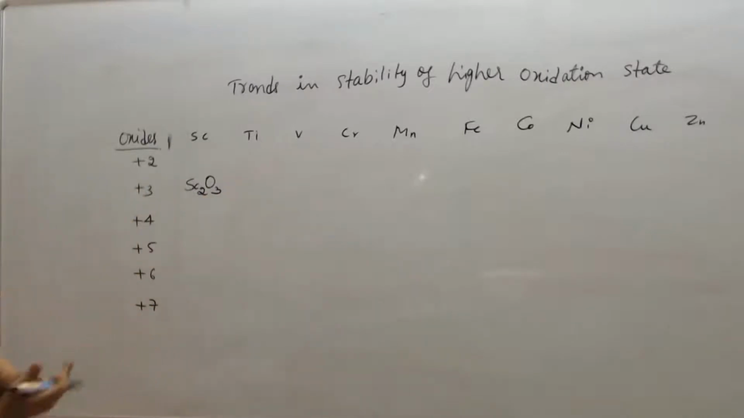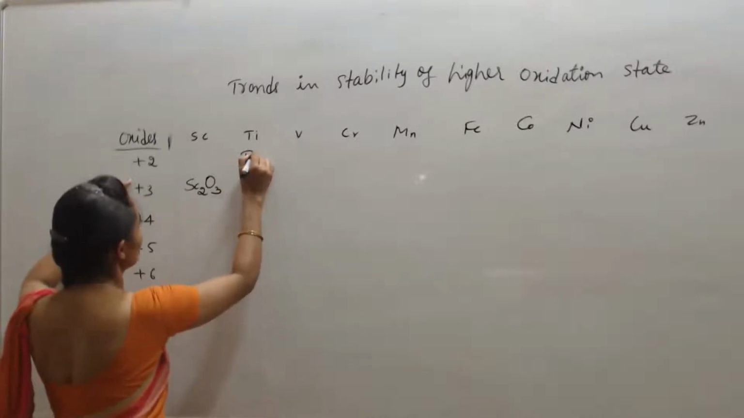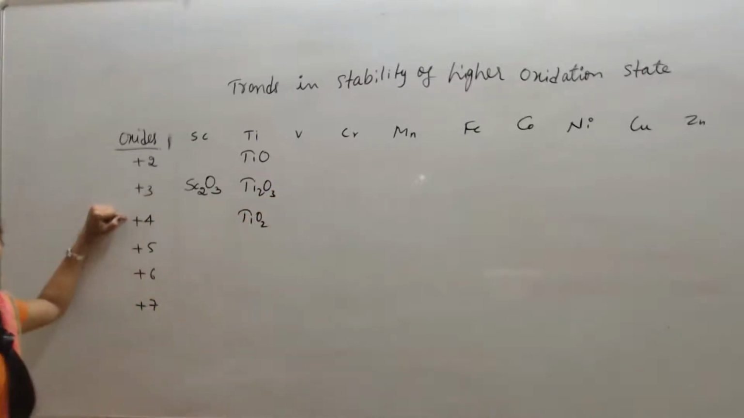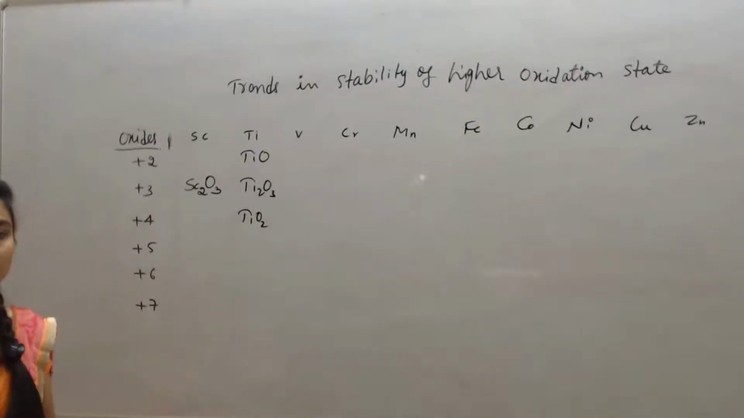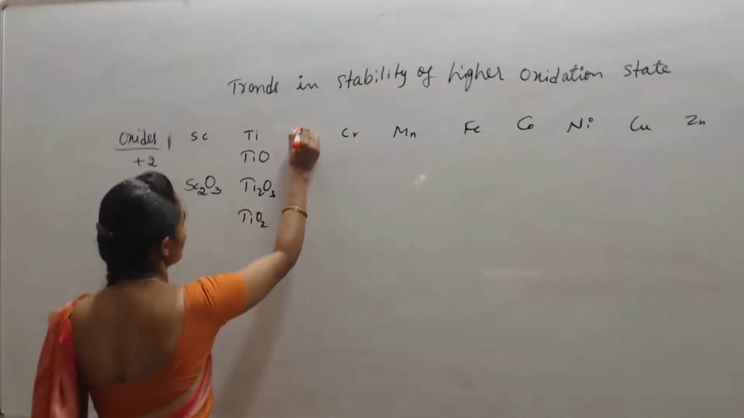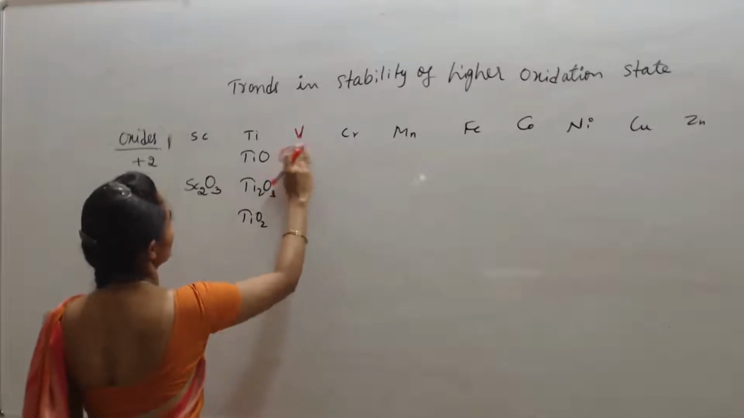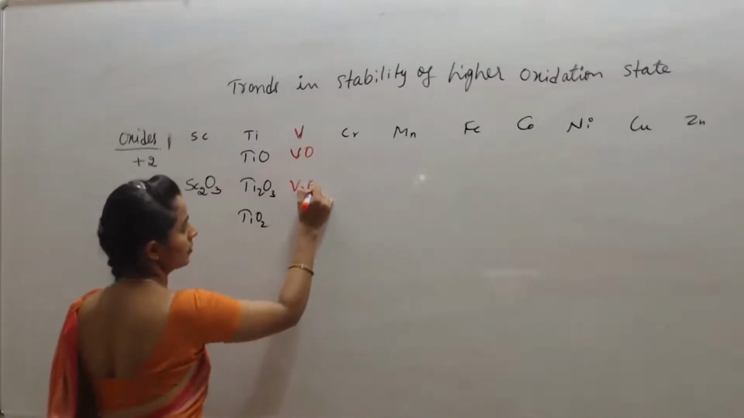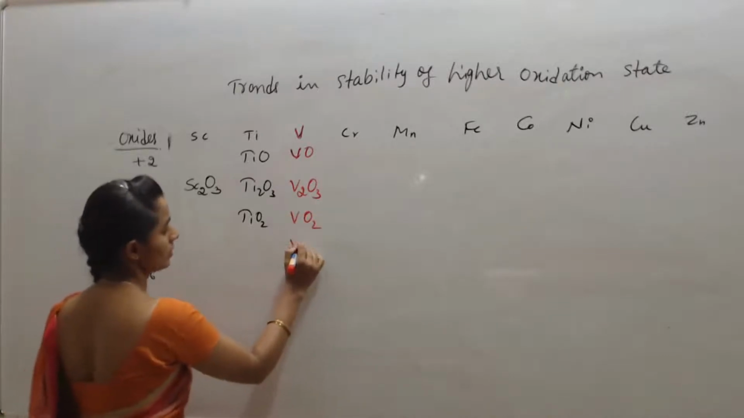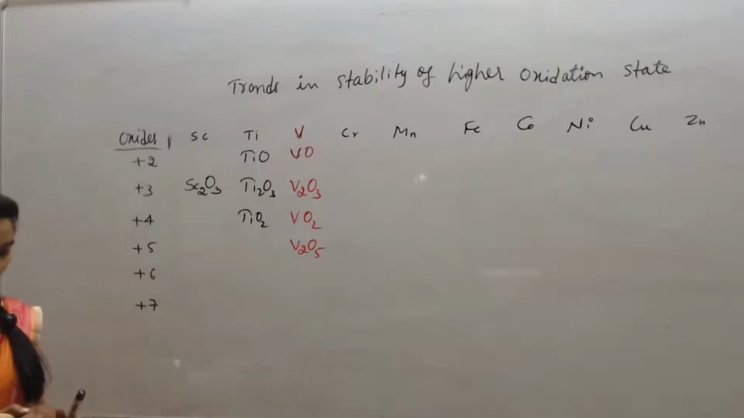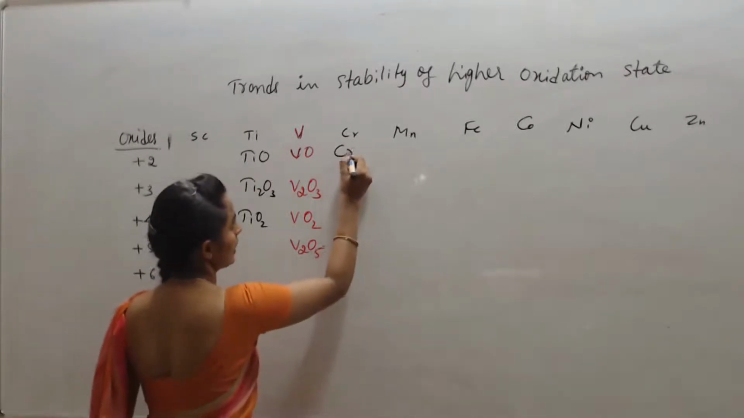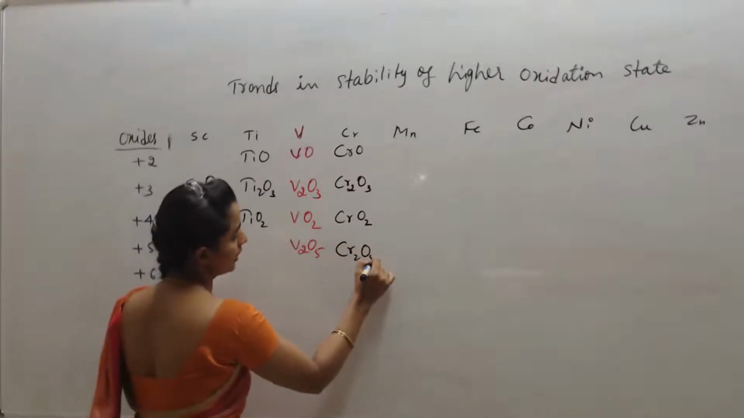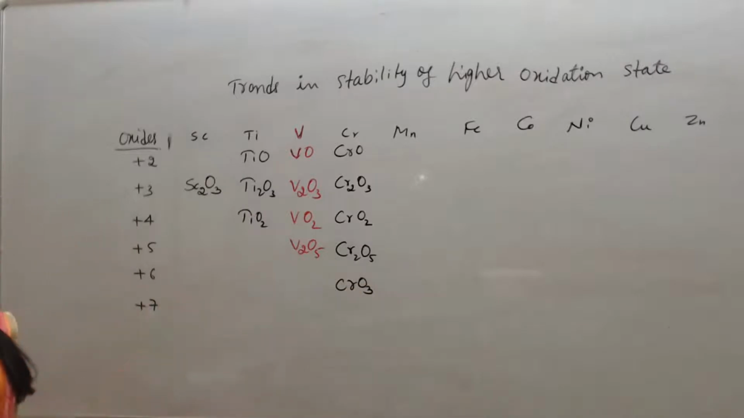Okay, so titanium exhibits three types of valency, that is +2, TiO; +3, Ti2O3; and +4, TiO2. Correct? Next, vanadium. Vanadium shows +2, that is VO, next V2O3, next VO2, next V2O5. Correct? Again, for chromium, CrO, Cr2O3, CrO2, in +5 that is Cr2O5, and CrO3 in the +6 oxidation state.